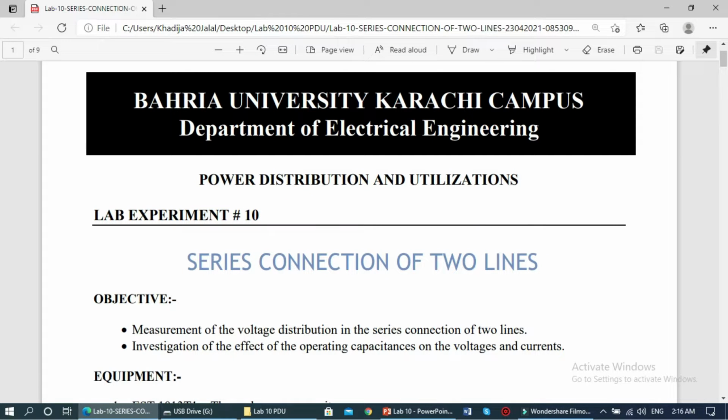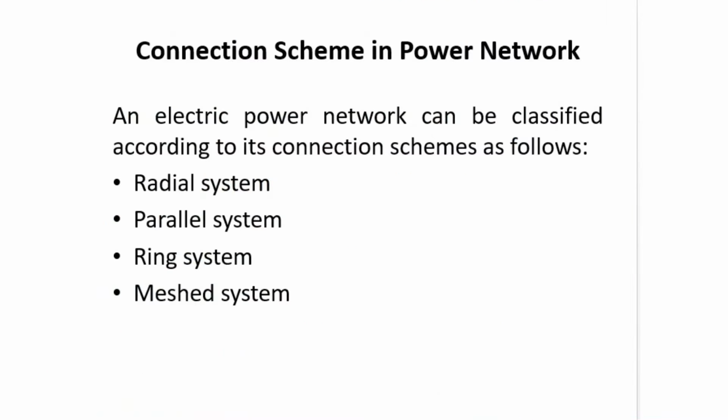Students, today we are going to start our lab number 10, that is series connection of two lines. Before coming towards our hardware part, first coming towards our theoretical session, and we will discuss here the connection scheme in power network.